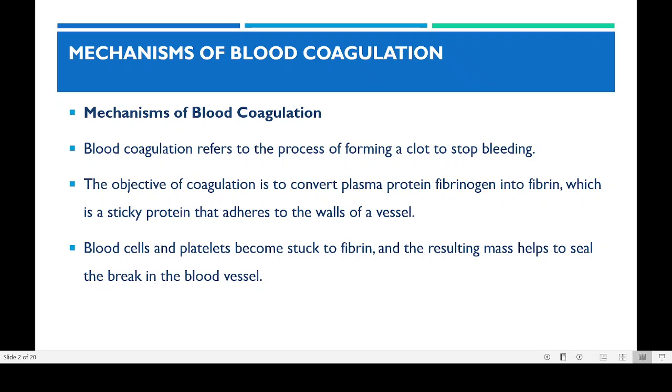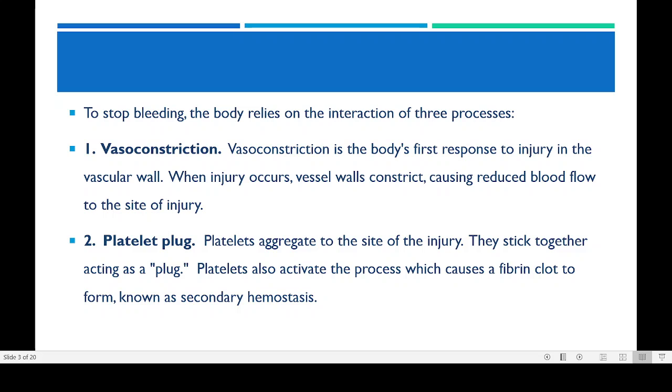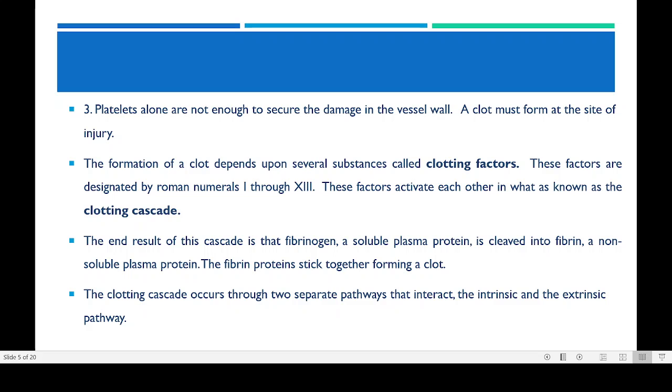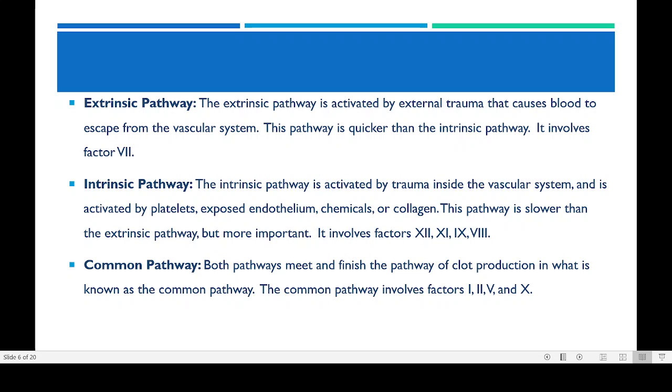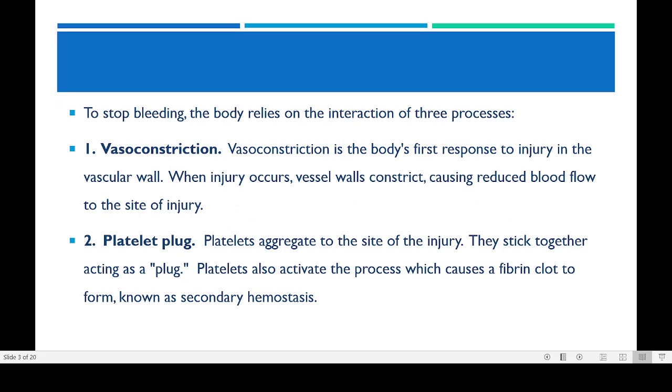So that is what is happening during blood coagulation. Basically, the fibrinogen will be converted into fibrin, a network-like structure. In that network-like structure, blood cells and platelets will be trapped. Now, what are the other processes that are involved in stopping the bleeding? There are three main processes the body is using to prevent or stop bleeding. One is vasoconstriction, the second is platelet plug formation, and the third one is clotting. These are the three main mechanisms that we have to see.